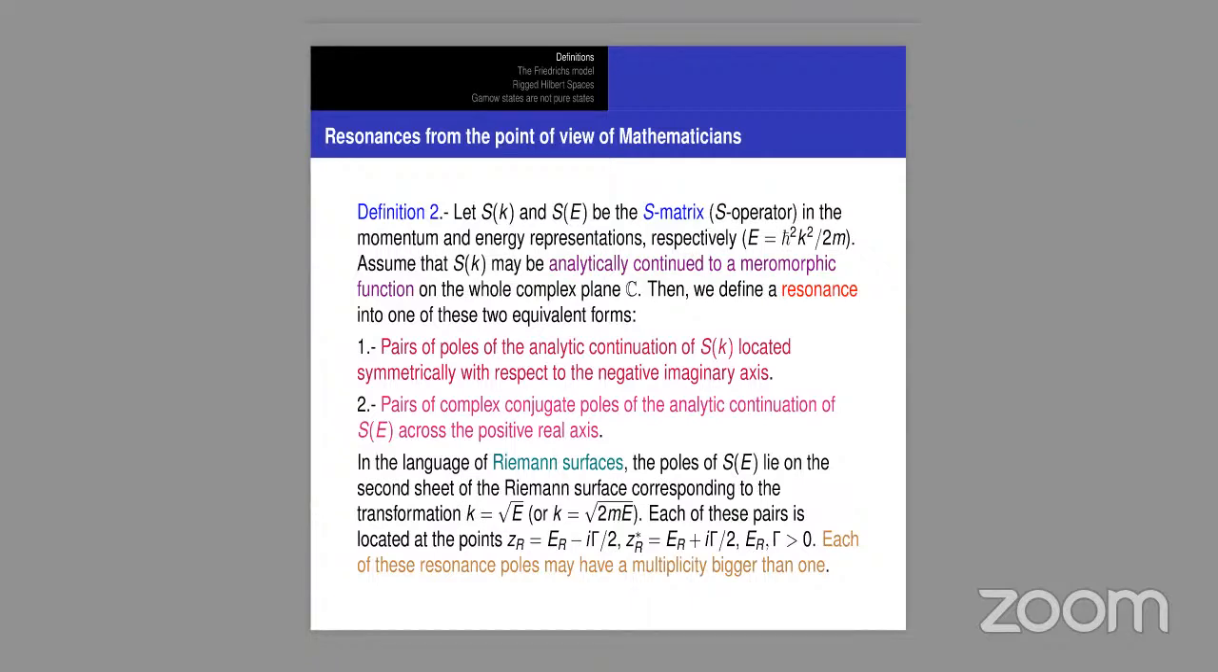And also, if we work in the energy representation, pairs of complex conjugate poles of the analytic continuation of the S matrix in the energy representation across the positive real axis. In the language of Riemann surfaces, the poles of SE on the second sheet of the Riemann surface correspond to the transformation k equal to the square root of 2 mass times the energy. Each of these pairs is localized at two complex conjugate points.